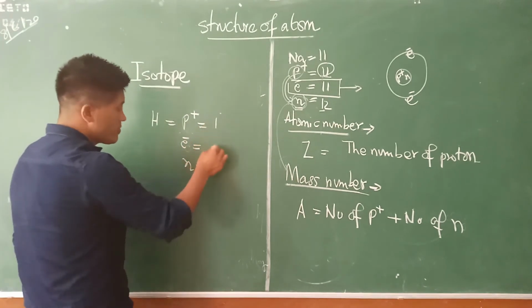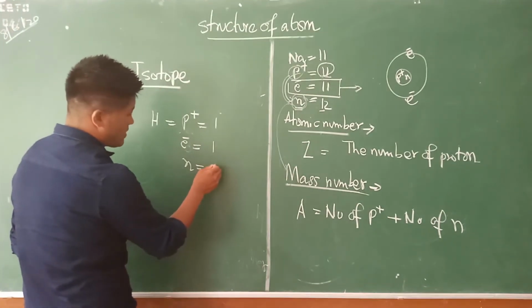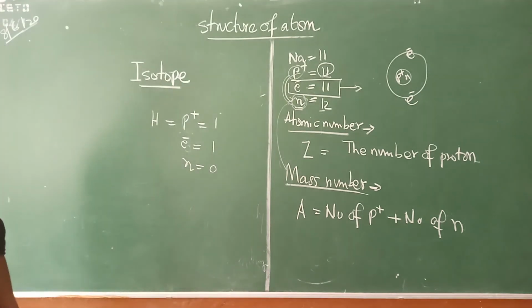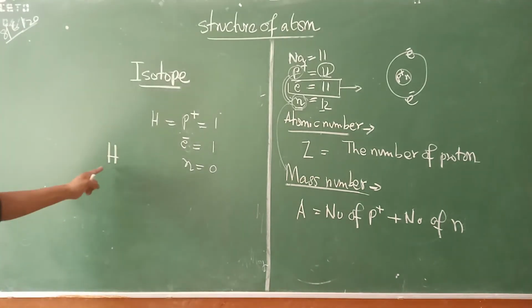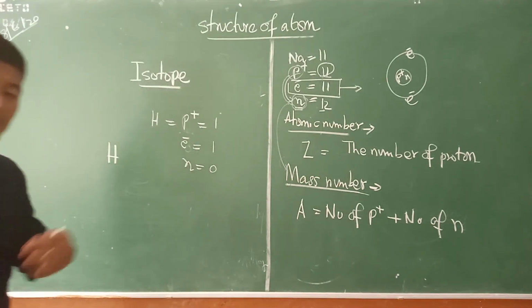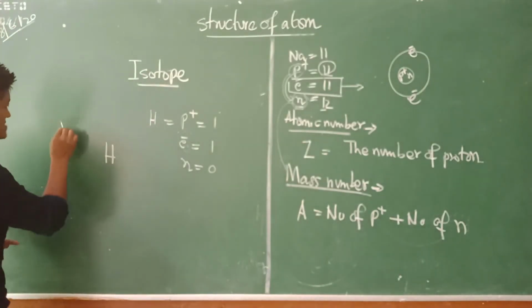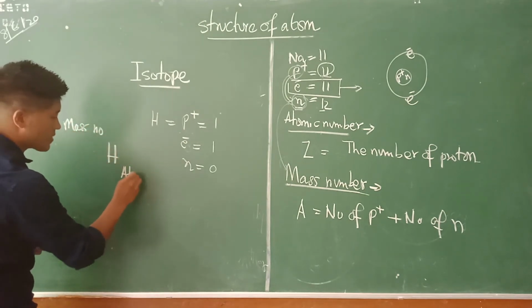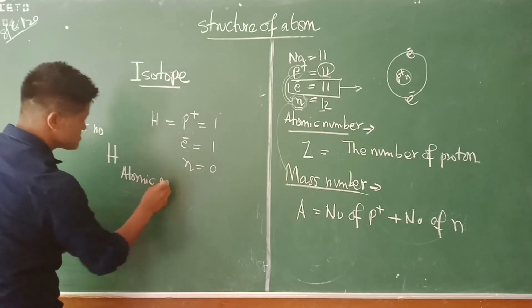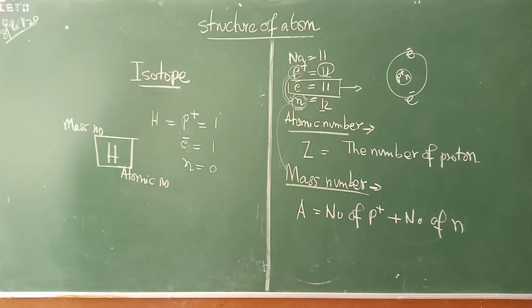Okay, proton 1, electron 1. In the case of hydrogen, in some cases hydrogen has neutron equal to 0. So here, this is hydrogen. Whenever we are representing any kind of element, we always have to write the mass number on top and the atomic number down below, like this. Is that clear?